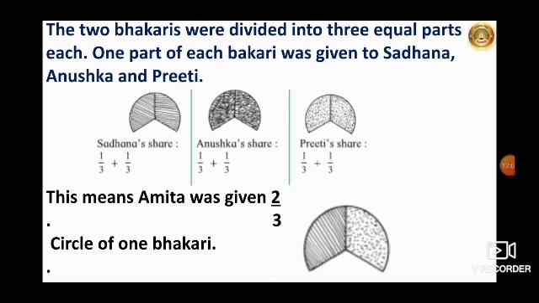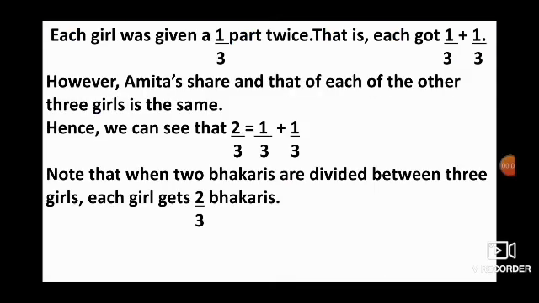Sadhna's share was 1 upon 3 plus 1 upon 3. Anushka's share was 1 upon 3 plus 1 upon 3. And Preeti's share was 1 upon 3 plus 1 upon 3. This means Amita was given 2 upon 3 of a bhakri. Each girl was given a 1 upon 3 part twice. That is, each got 1 upon 3 plus 1 upon 3. Amita's share and that of each of the other girls is the same. Hence, we can see that 2 upon 3 is equal to 1 upon 3 plus 1 upon 3.